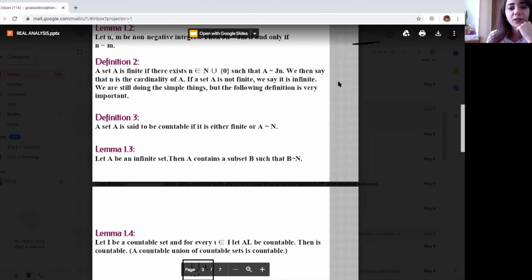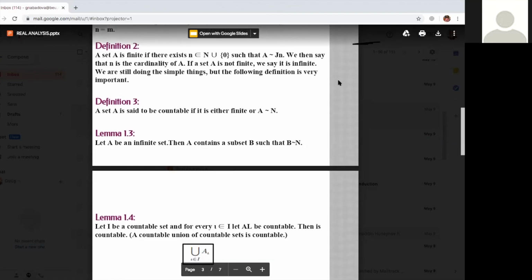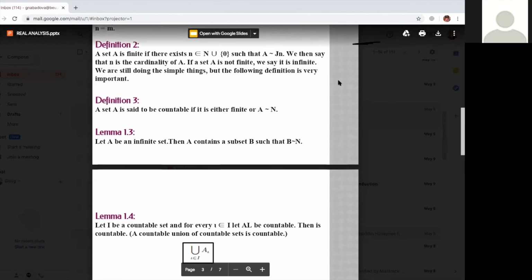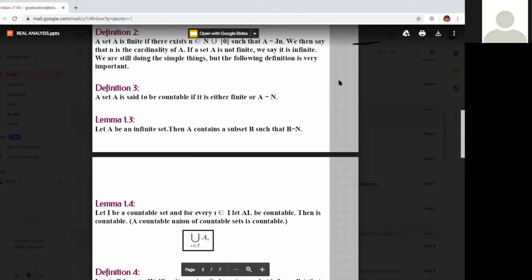A set A is finite if there exists n from the natural number set union the element 0 such that A is equivalent to Gn. We then say that n is the cardinality of A. If a set A is not finite, we say it is infinite.